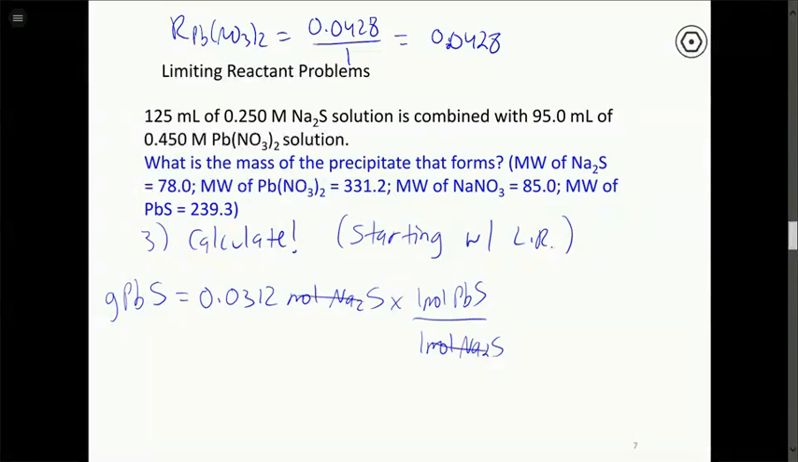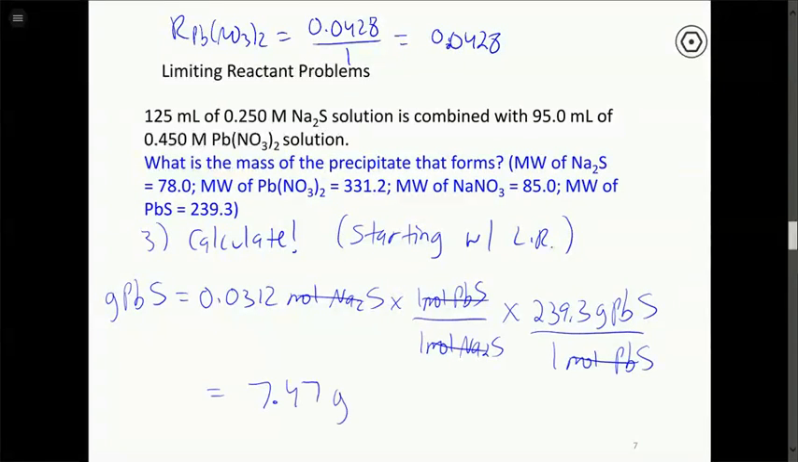Then we're looking for the mass of lead sulfide. So here we're giving you the molecular mass, or the molecular weight, of lead sulfide, which is 239.3. So we convert moles back into grams, and we get 7.47 grams.